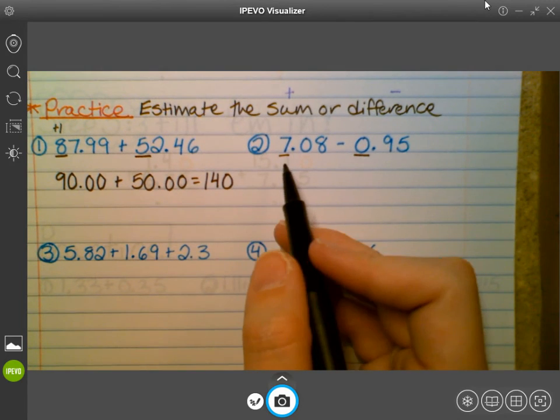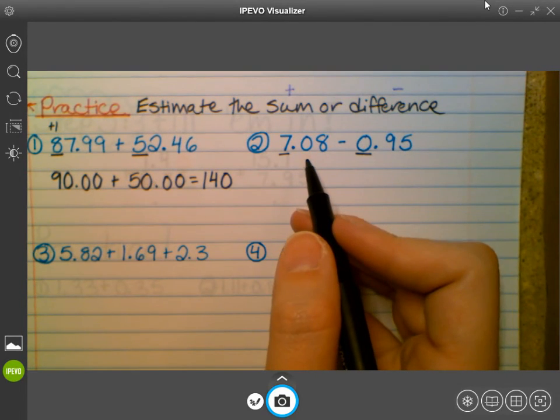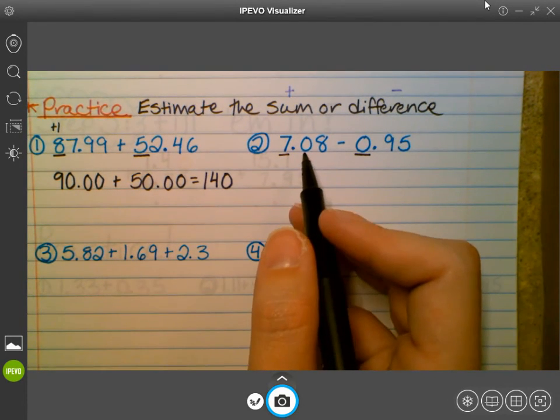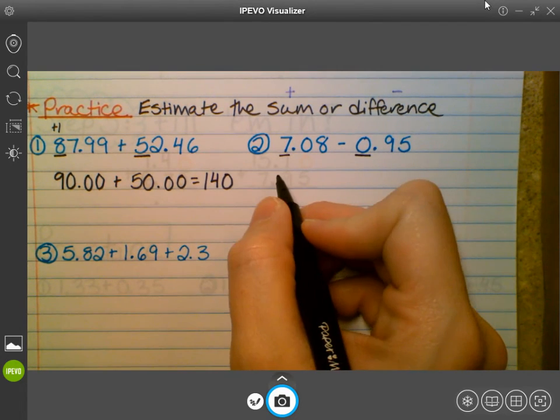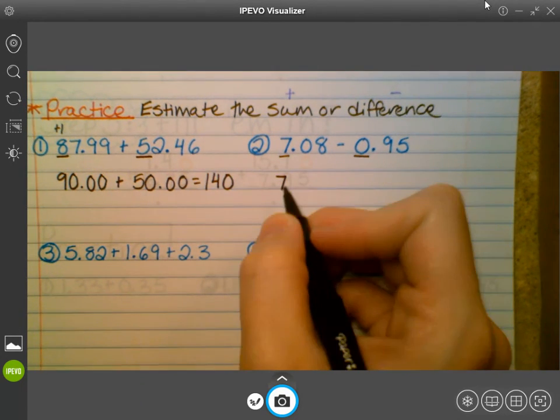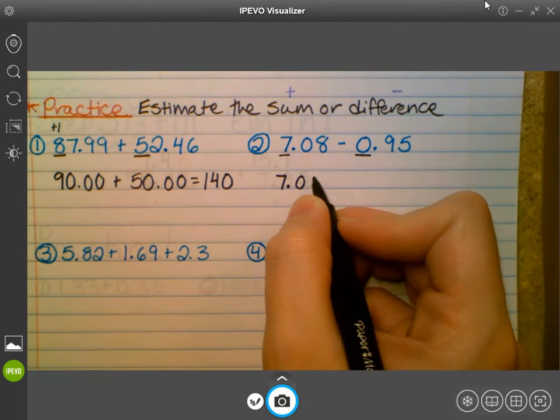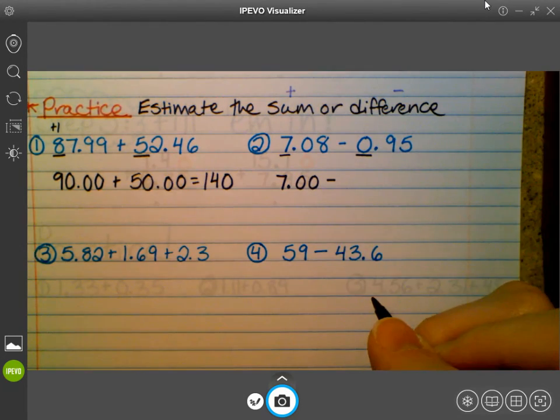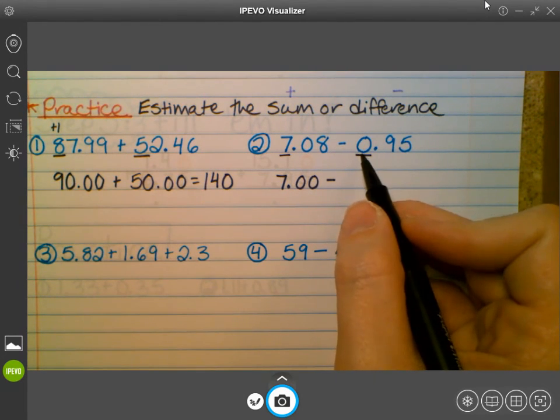So my first one, 7. Look next door, there's a 0. That's definitely less than 5. So my 7 stays the same. Everything after, 0 is their name, so they become zeros. Minus, then my 0, I look to the right.